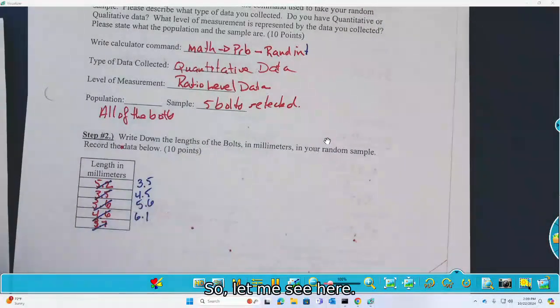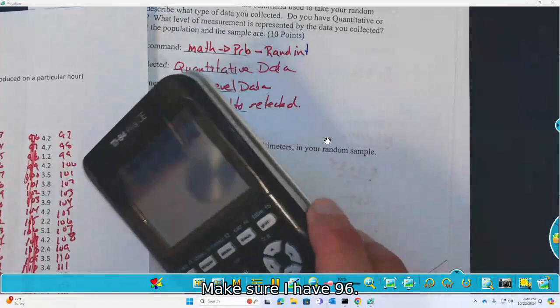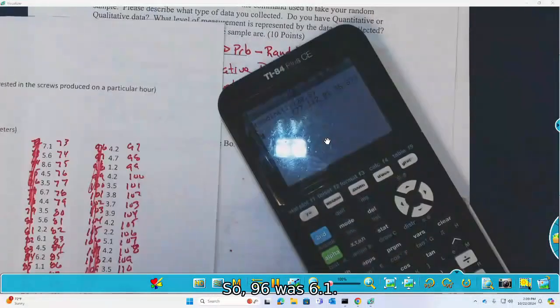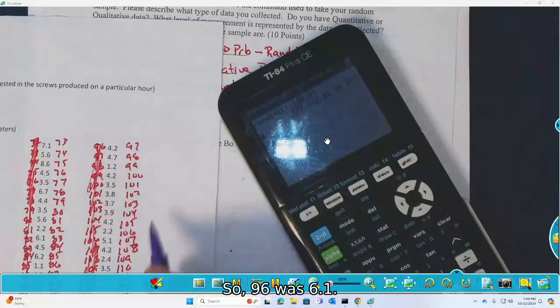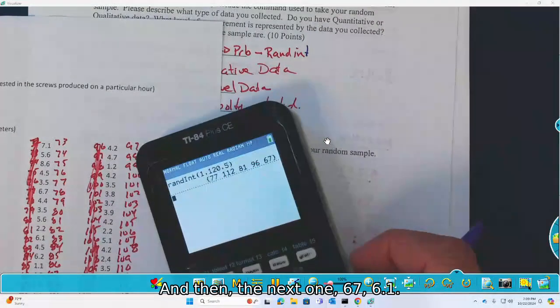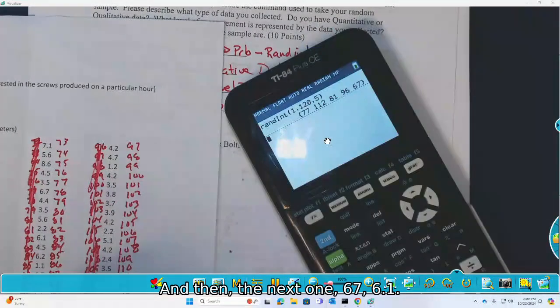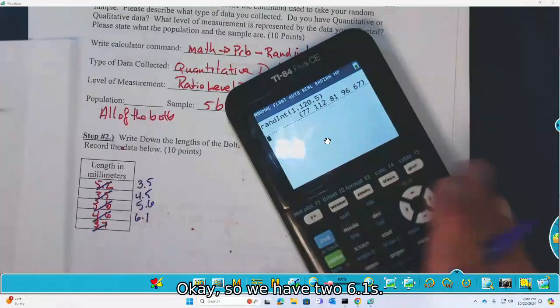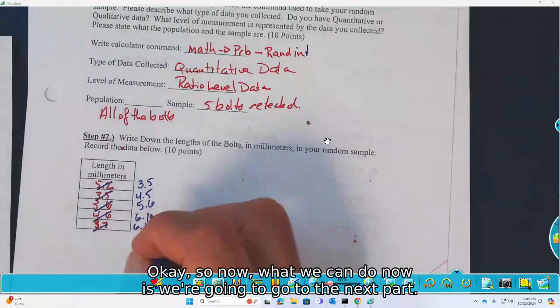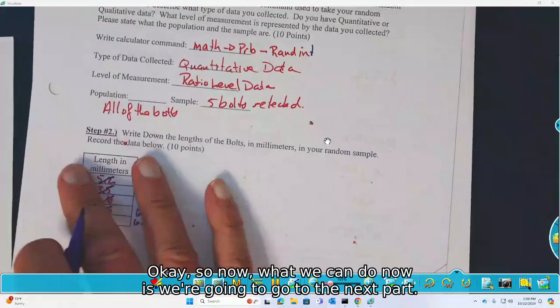So let me see here, make sure. I have 97, 96. So 96 was 6.1. And then the next one, 67, 6.1. Okay, so we have two 6.1s. Interesting. Okay, so now what we can do now is we're going to go to the next part.